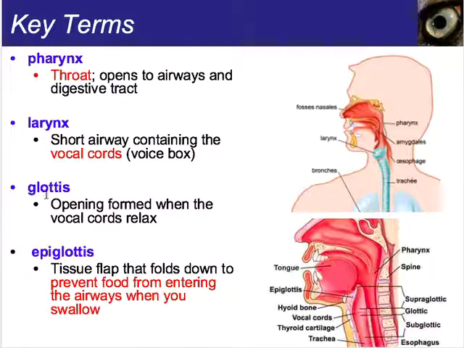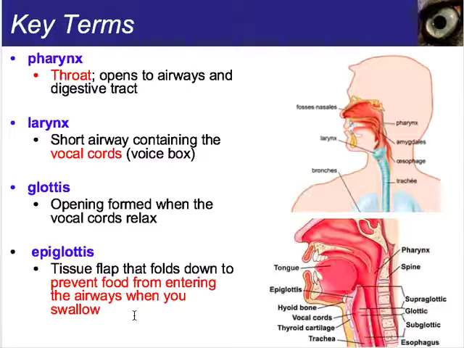So key terms and parts of your respiratory system. You have your pharynx. It's literally your throat. It opens to airways and digestive tract. Then you have your larynx. This is a short airway containing your vocal cords or voice box. And then you have your glottis, which is the opening formed when the vocal cords are nice and relaxed. Then you have your epiglottis. This is the tissue flap that folds down to prevent food from entering the airways when you swallow.